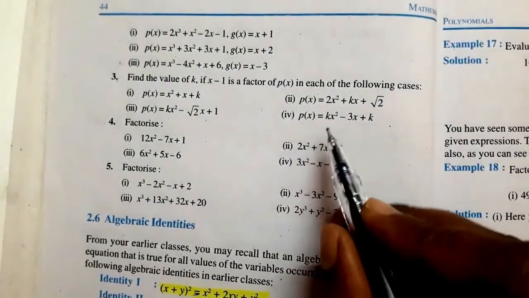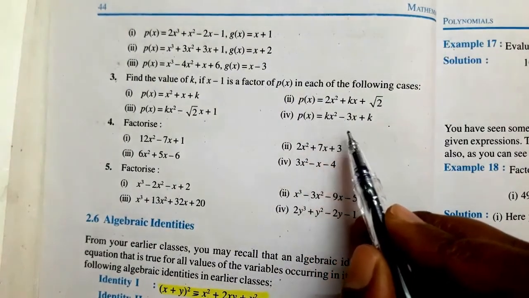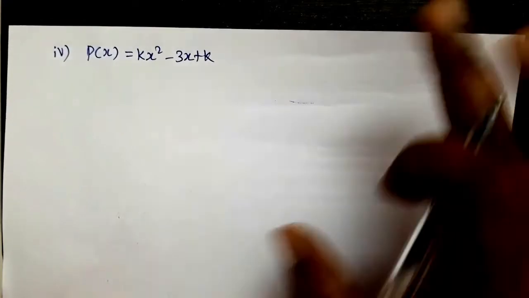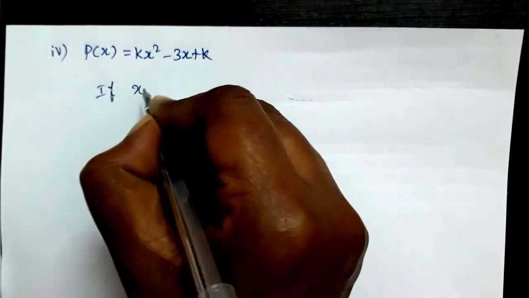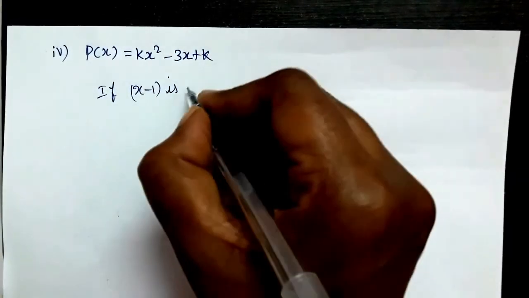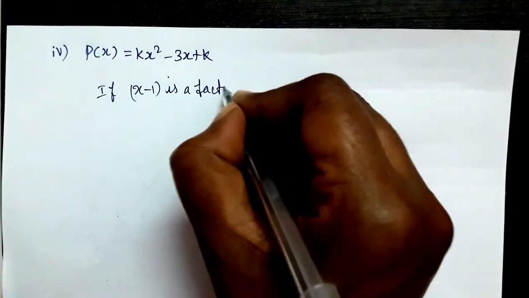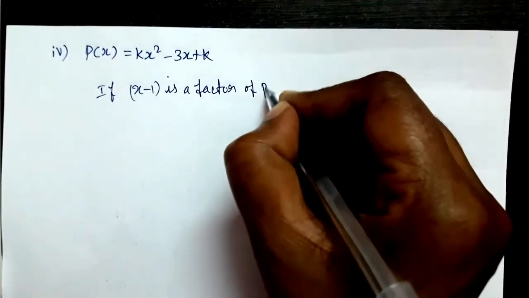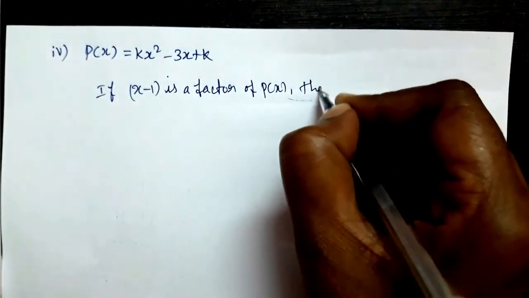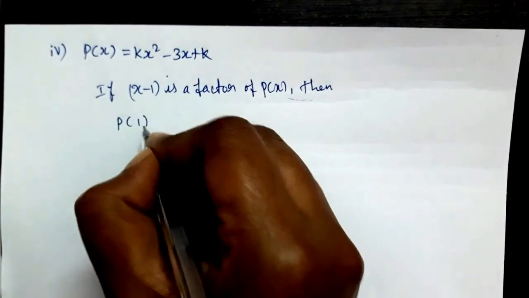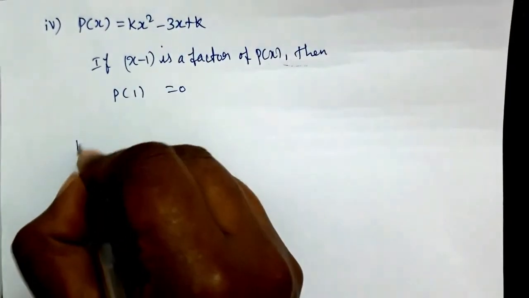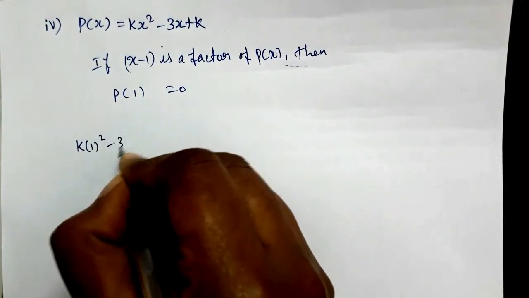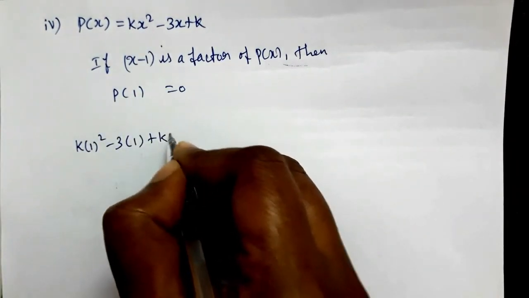Fourth sub question, p of x equal to kx square minus 3x plus k. If x minus 1 is a factor of p of x, then p of 1 equal to 0. Here x instead of we can substitute 1. We will get k of 1 square minus 3 of 1 plus k equal to 0.